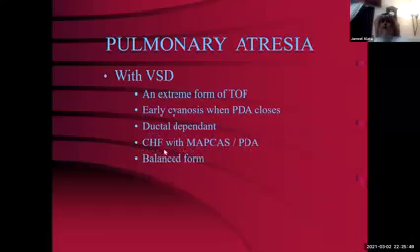And there are balanced forms where either they are moderate size MAPCAs and no PDA, and they will have a good saturation, or the PDA is moderate size and they will be quite balanced. And when we say balance, we mean good acceptable saturation and not in heart failure. They can again be in different type of pathophysiology.